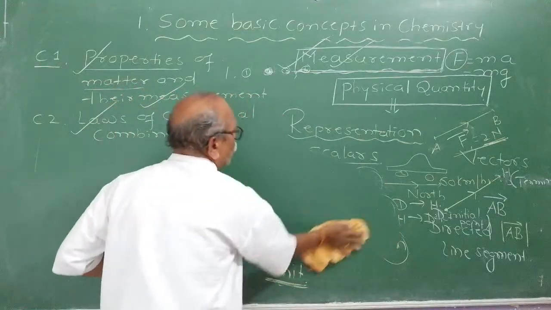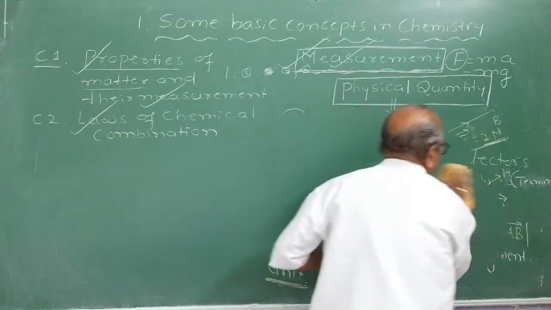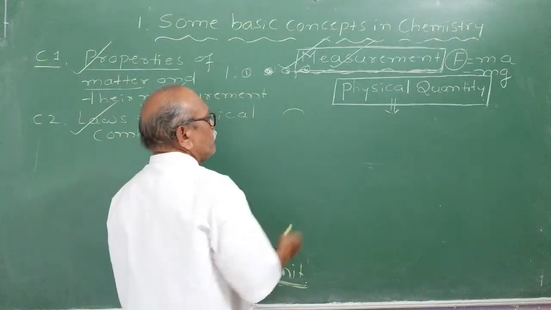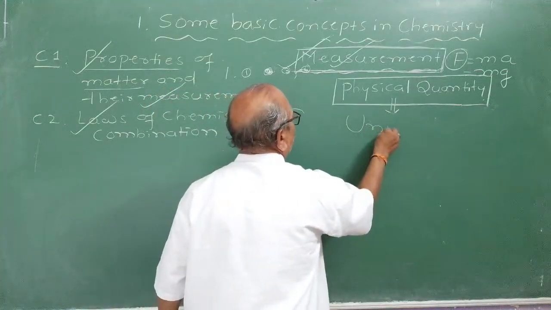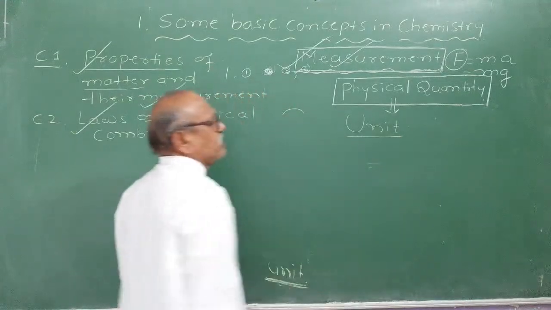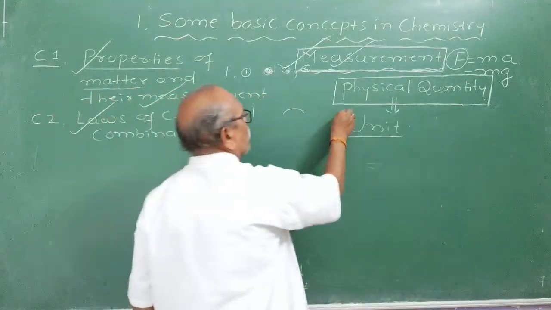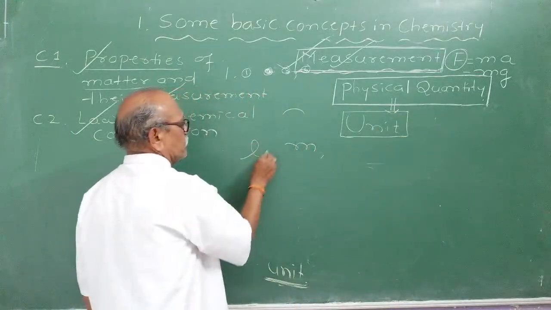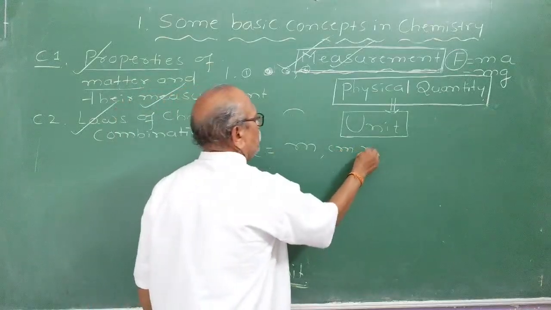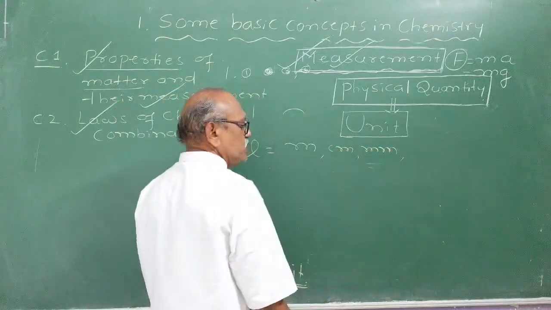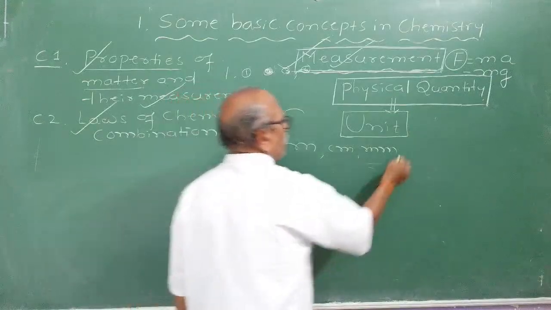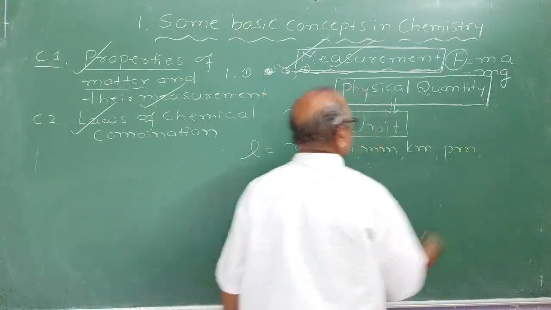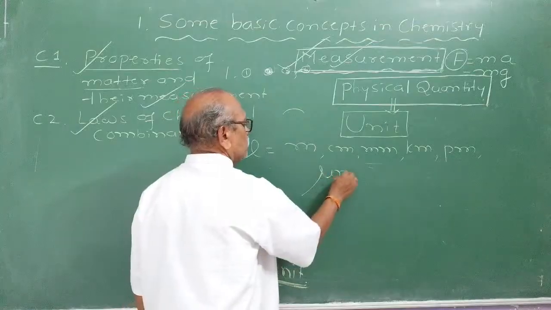Okay. Now, one word we used in scalars, that is unit. Very, very important. Unit. Now, can anyone of you tell me what is a unit? I said that scalars are represented by a real number followed by a proper unit. Right? We are using it in daily life. Meter for length, centimeter, millimeter, kilometer, and in lengths, picometer, micrometer. Can you understand?